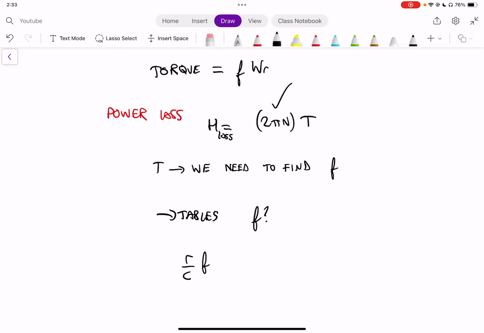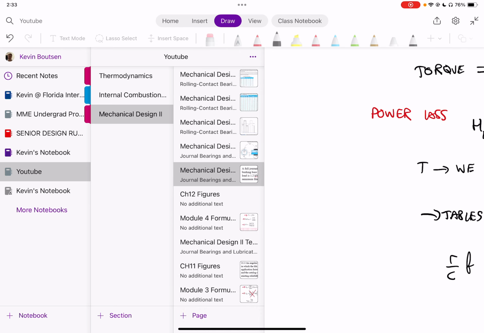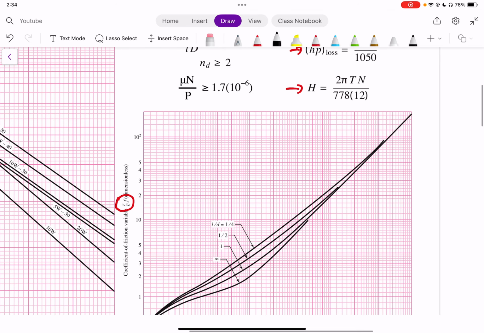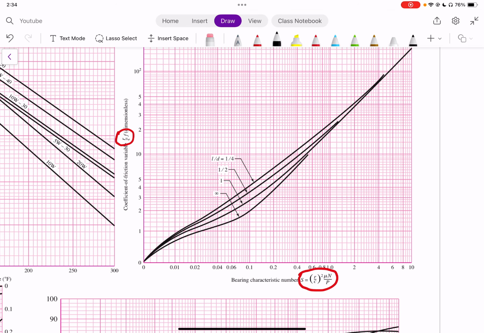So in the same way as before, we already have our Sommerfeld number, so we can go to our Module 4 formula sheet. We're going to go to the RCF curve this time. We're going to go to a Sommerfeld number of 0.182. We have the line that is equal to 1/2, and we're going to end up at this point right here.